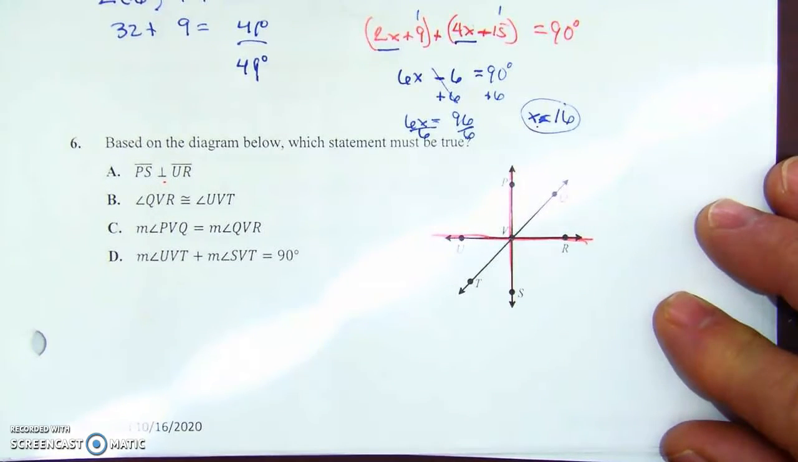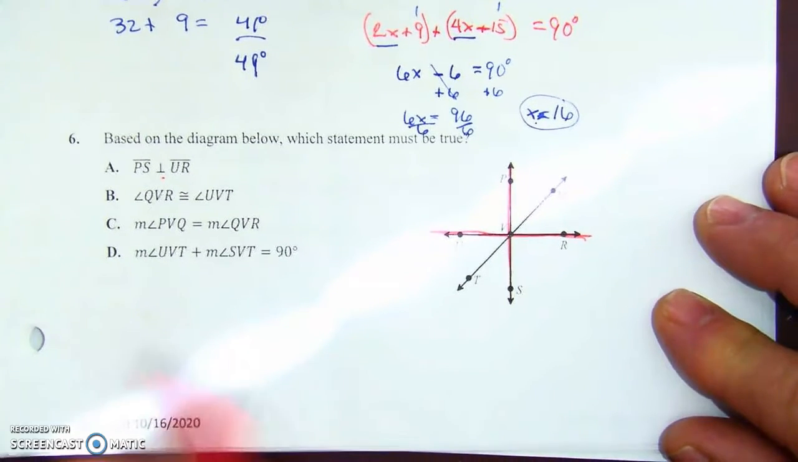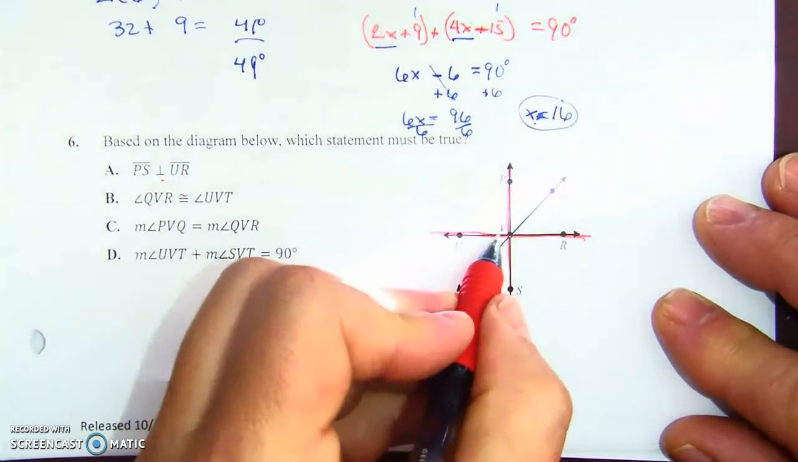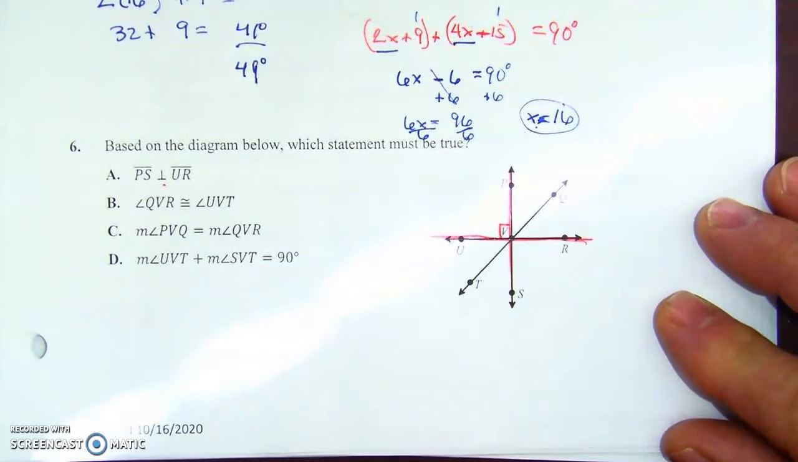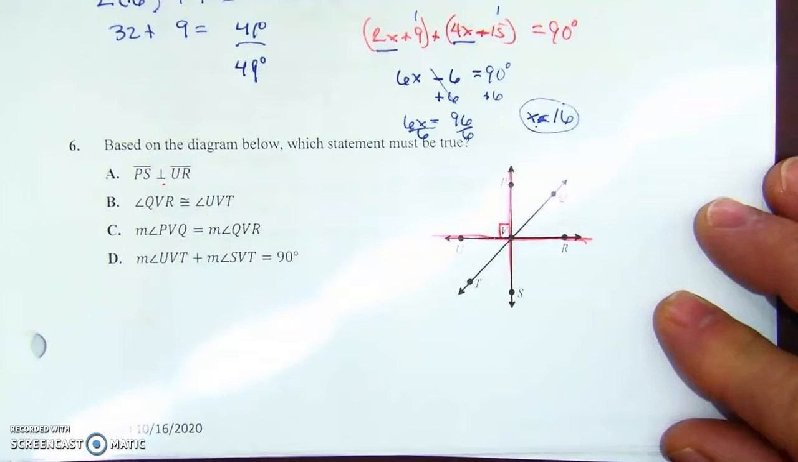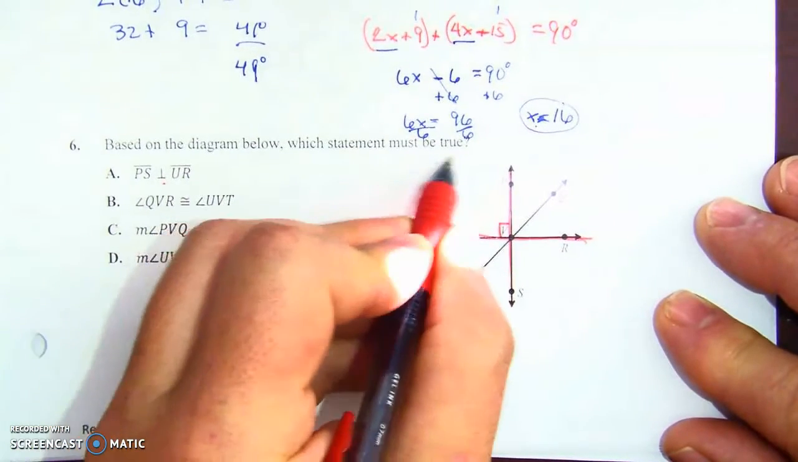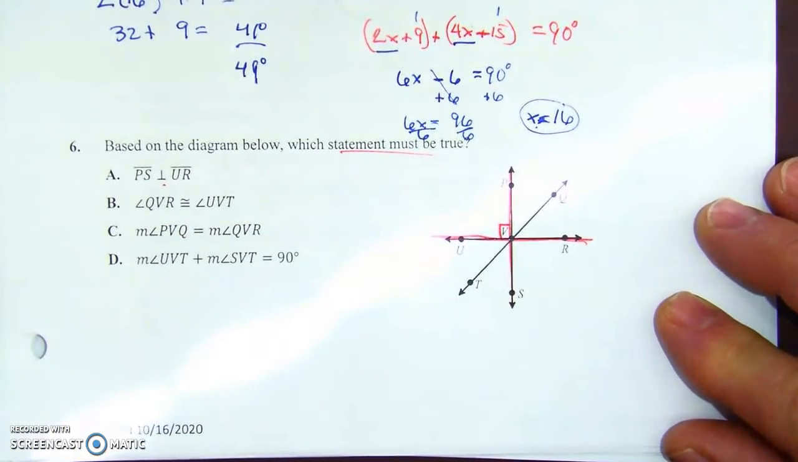But I'm going to come back to this one because I'm going to tell you right now, this is not the answer. The reason why is that it needs to have a symbol somewhere in one of these 4 corners. If there's no symbol, we cannot assume that these statements are true. So let's go on to the next one.